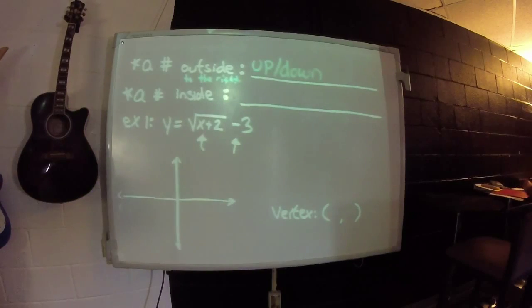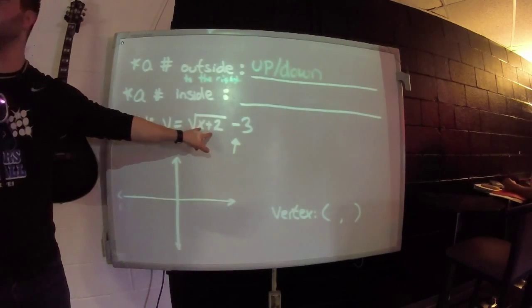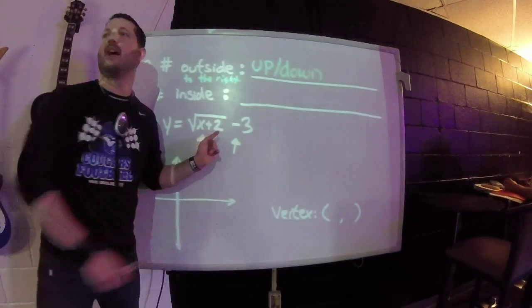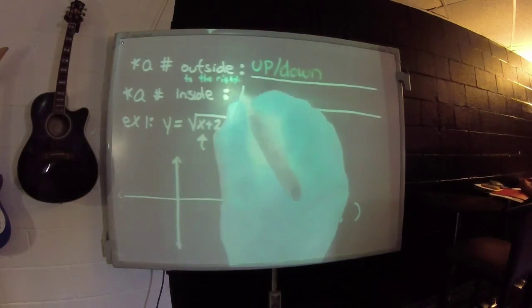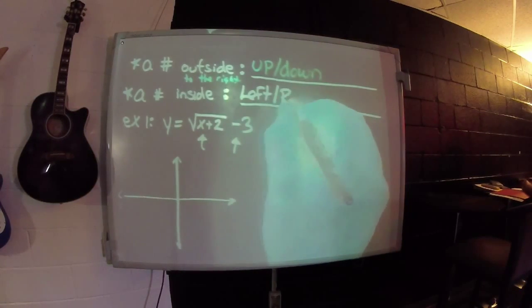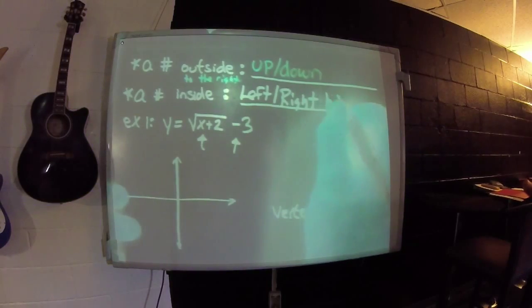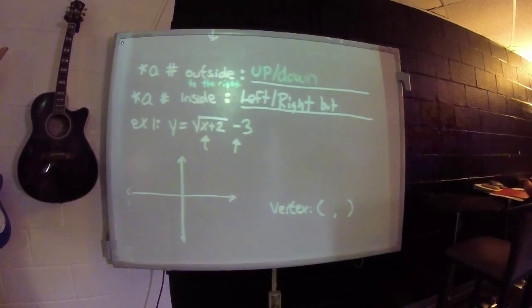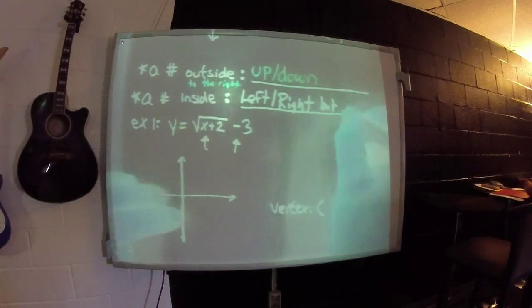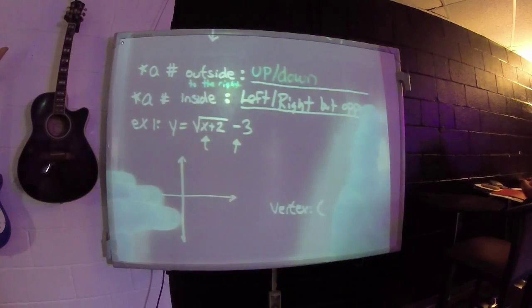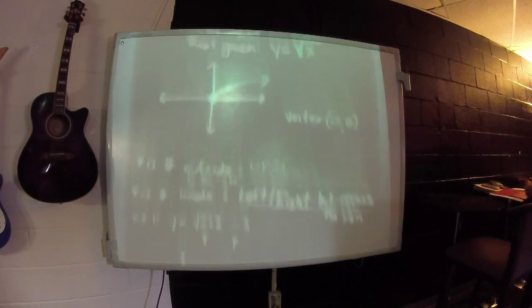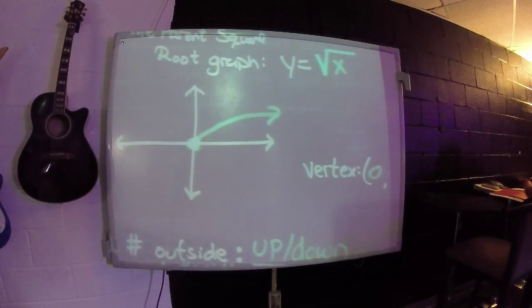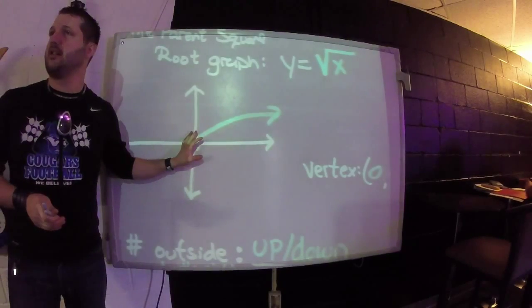A number inside, and if you look a little bit ahead to this next example, this is what I mean by inside, is going to move it left or right. But just like yesterday, the inside is opposite. So this is left or right, but opposite the sign. So pluses go left for some reason and minuses go right for some reason, just remember. So before we do the first example, look very carefully at the parent. Here's the parent graph, dot with a tail, dot on the origin, we're going to move it.